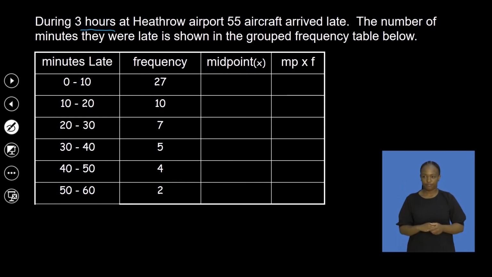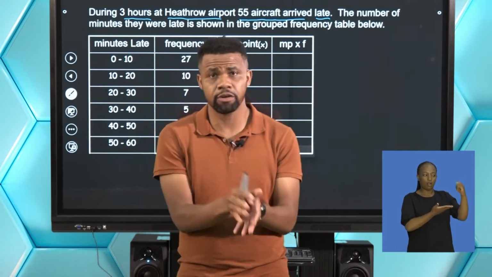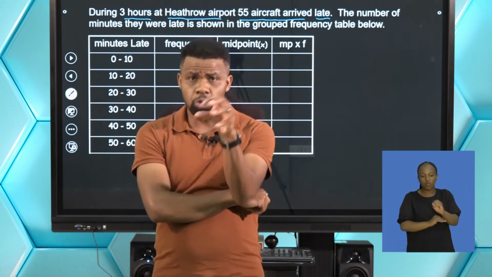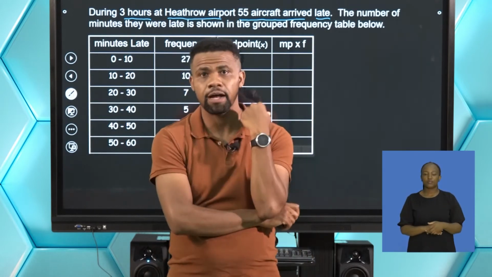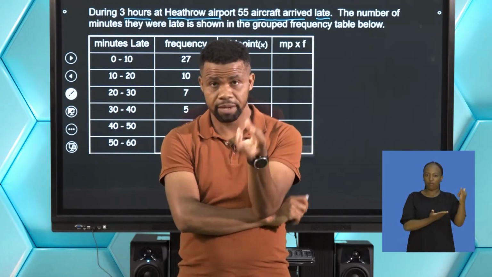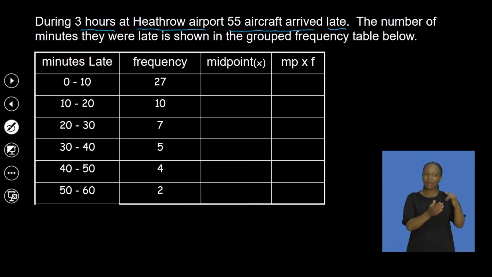During a 3-hour period at an airport, 55 aircraft arrived late. So we know that 55 aircraft arrived late. That's what we know. So the total frequency for this will be 55, because we're working with 55 planes that arrived late. The number of minutes they were late is shown in the grouped frequency table below.